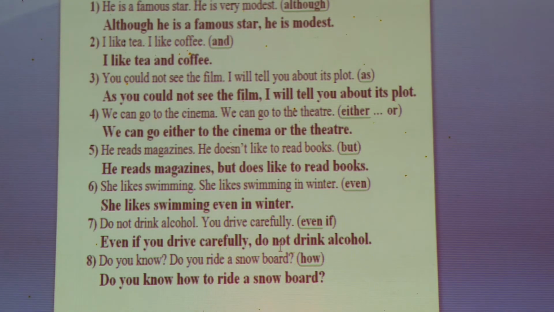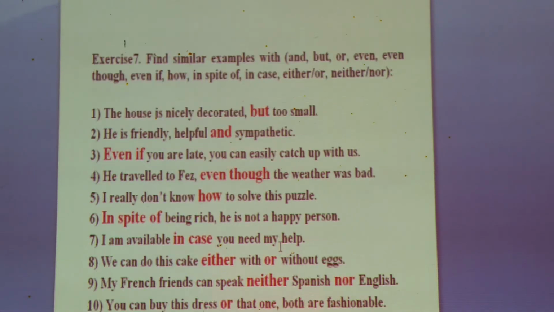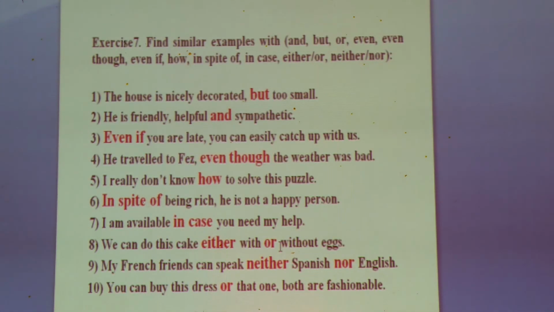I like tea, I like coffee. This is not a correct sentence in English. You must say, I like tea and coffee. Please stop the video and correct the sentences. Here we have tried to find examples using, again, but, and, even if, even though, in spite of, in case, etc. Please stop the video and write down the correct sentences.